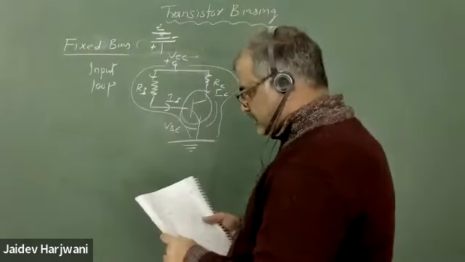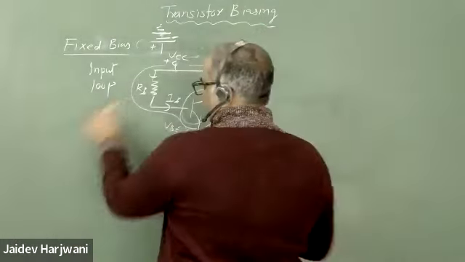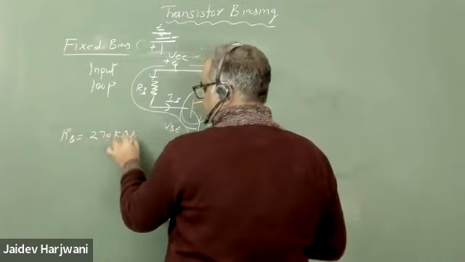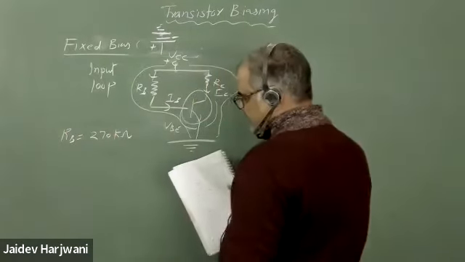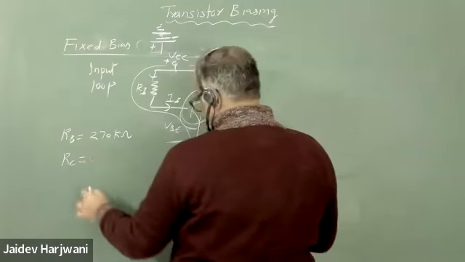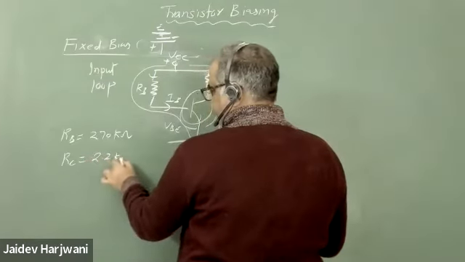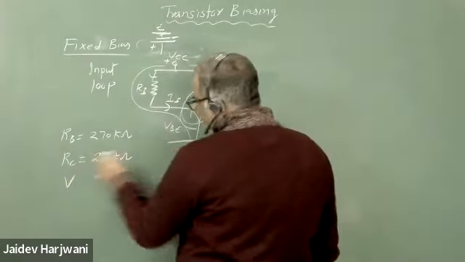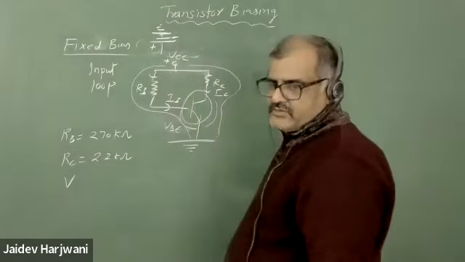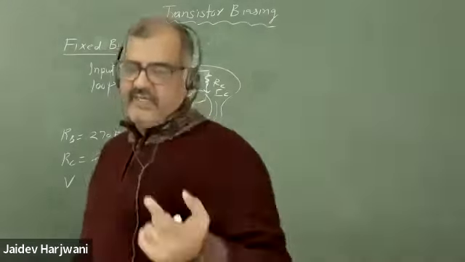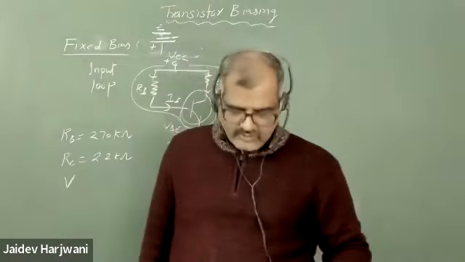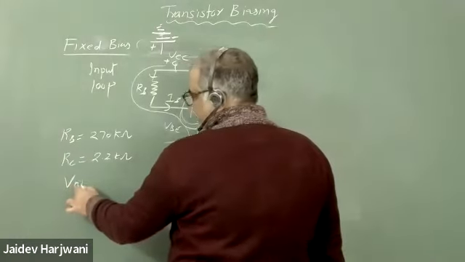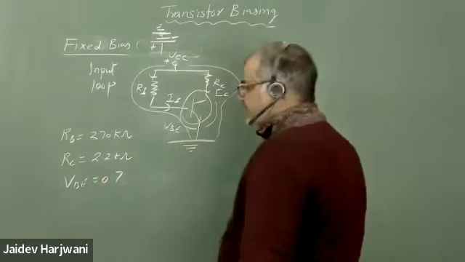Okay, so in the question, this RB is given 270 kilo ohm, and RC is given 2.2 kilo ohm. VB you can take 0.7 sometimes, because VB is generally very less compared to VCC. Sometimes in exam they tell you to neglect the VB. Or even if you take VB as 0, nothing much will change in the answer. Just for accuracy you have to take VB 0.7. Sometimes you can take it as 0 also.